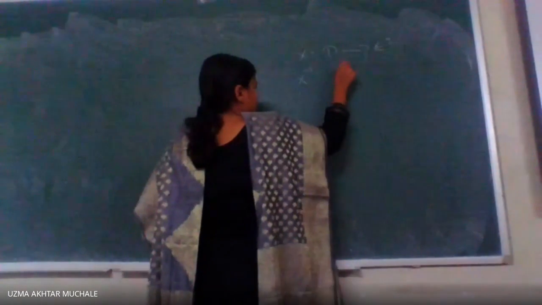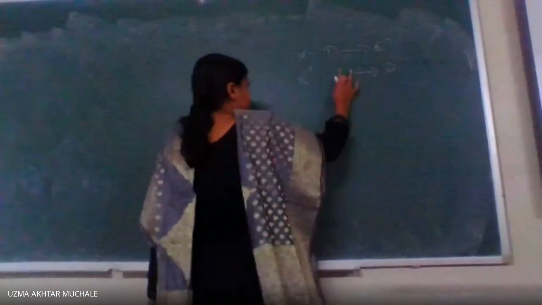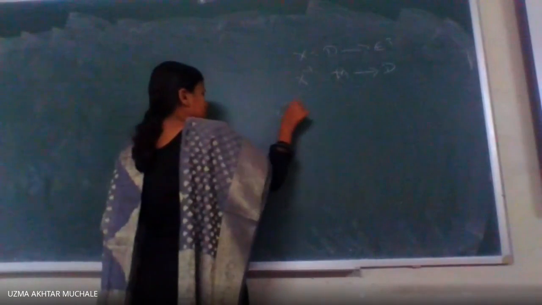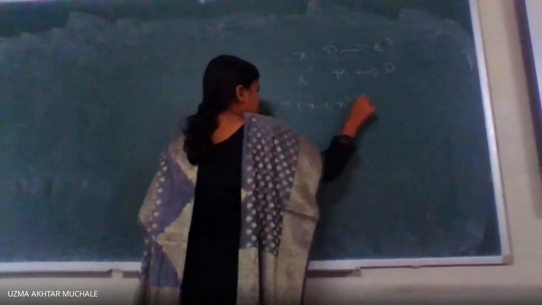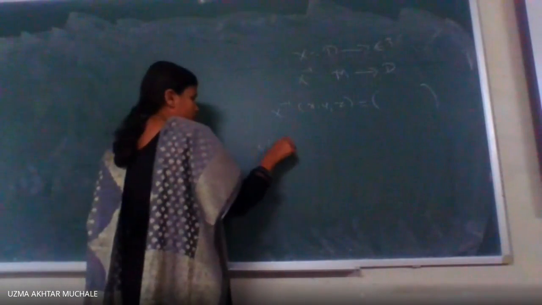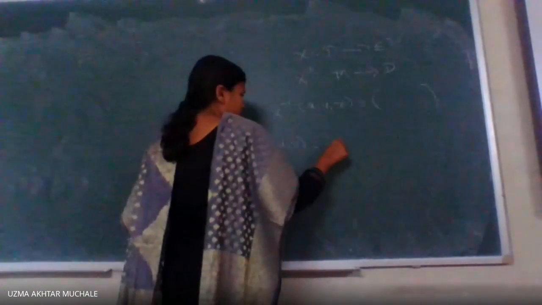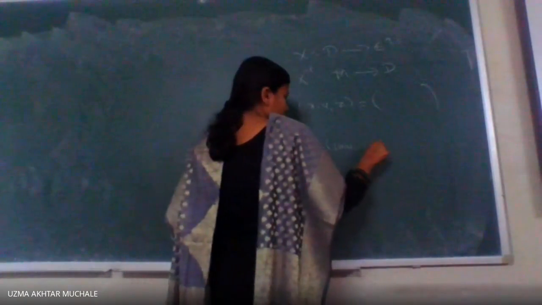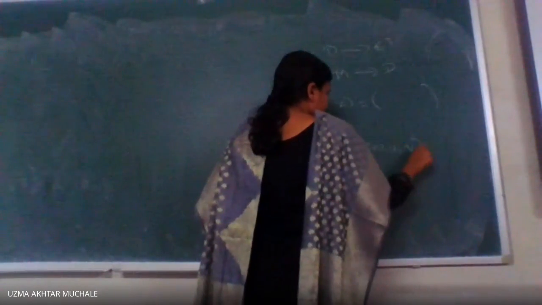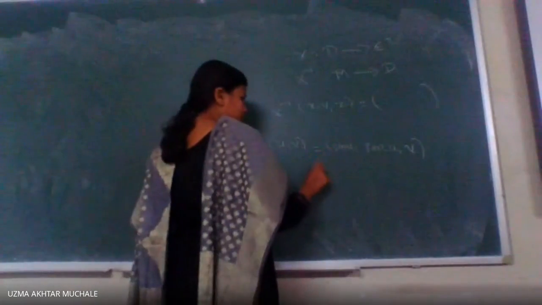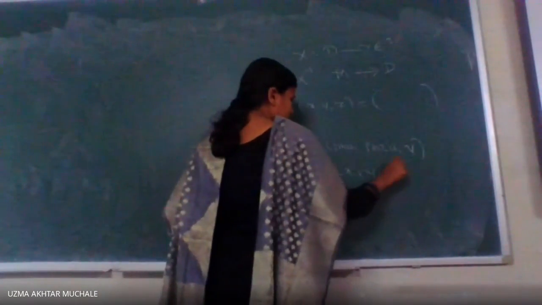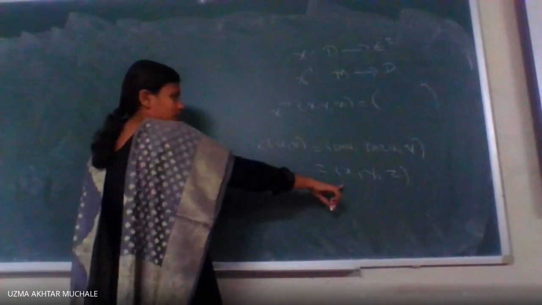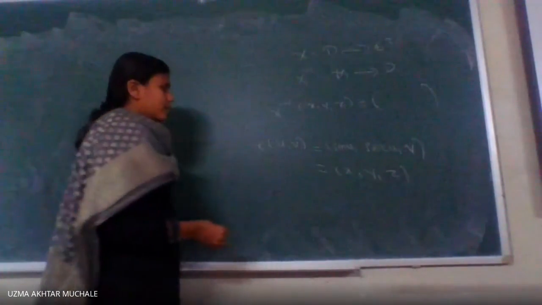X inverse is a mapping from E3 to D, or rather, from the surface M to D. So x inverse of (x, y, z) is equal to... here we have to write down. What we know is x of (u, v) is equal to (sin u, sin 2u, v). This is nothing but your x, this is y, and this is z. So I can write the x coordinate, y and z.